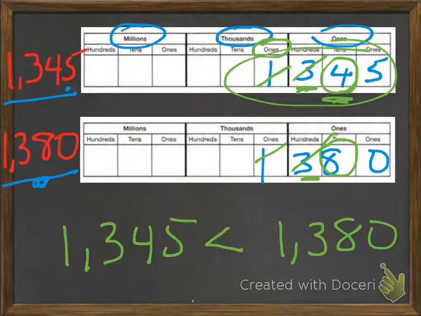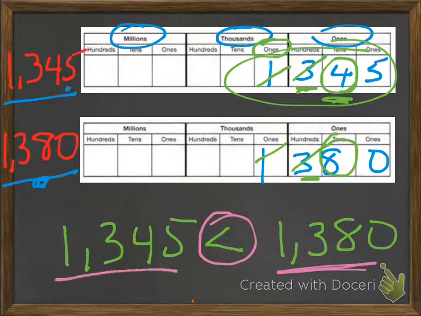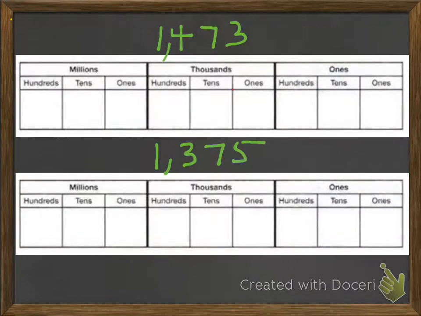And we can use this symbol here to help us out. Again, the mouth always opens up to the bigger number because 1,380 is the bigger number. But the way you read it is 1,345 is less than 1,380. Let's try another one. Here are two numbers. Go ahead and use the place value charts to compare the two numbers. So pause the video, give it a try, and then come back when you're done. Good luck.